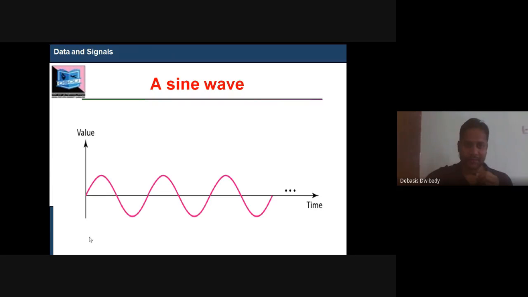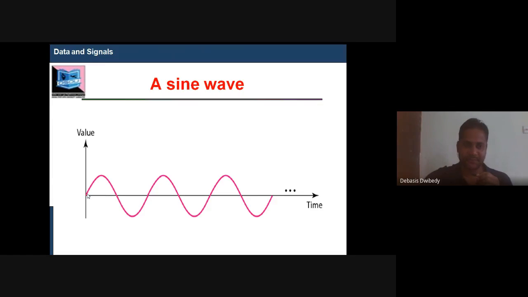Now let us discuss what wavelength is. Another property of this analog signal is called wavelength. Wavelength is the distance covered by the signal in one time period. From this point to this point, what is the distance? This distance is called the wavelength, the distance covered by the analog signal in one time period.